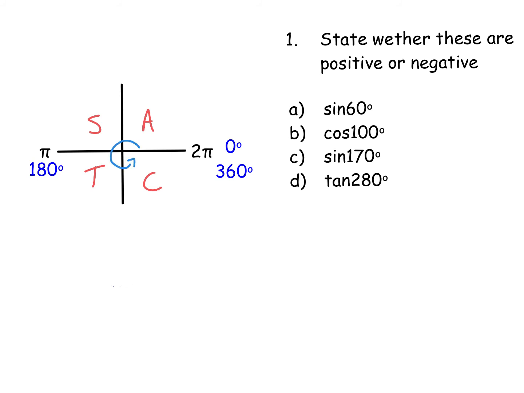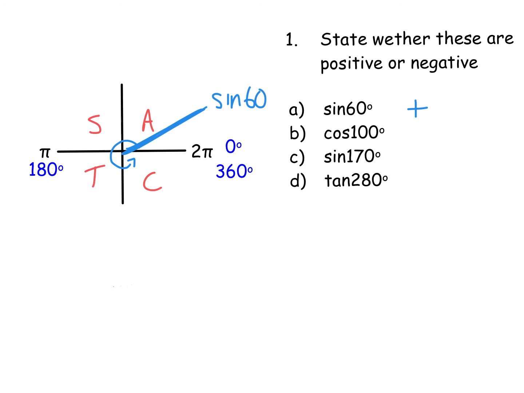So sine of 60, 60 would fall in here. If I wanted sine of 60, it would fall in your first quadrant, from 0 to 90. And everything's positive in there, because that's your all box. So that one would be positive.